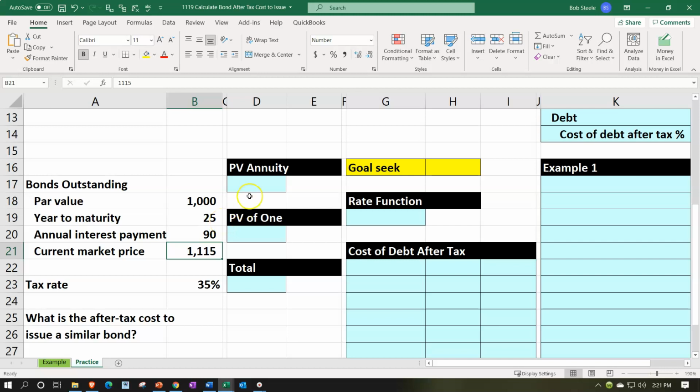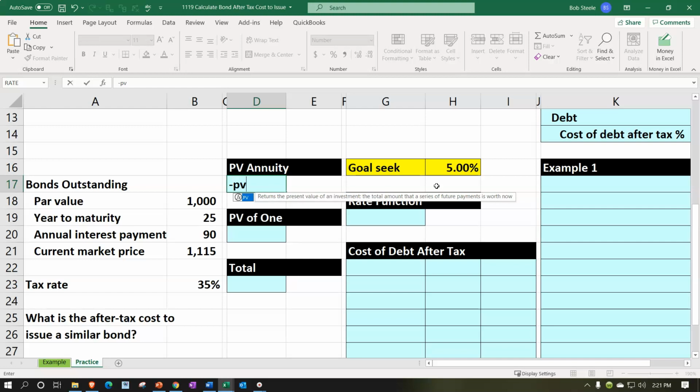So let's do that calculation. Let's do the goal seek kind of component first. I'm just going to guess a number over here to start off, just like we did last time. 0.05 or 5%. We'll calculate based on that number and then use goal seek to adjust it. So I'm going to say, let's say this is the negative present value, shift 9, the rate 5% that we're guessing right now, comma, number of periods is going to be then 25, comma, the payment is still going to be the 90, and enter.